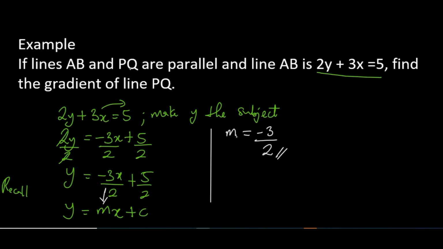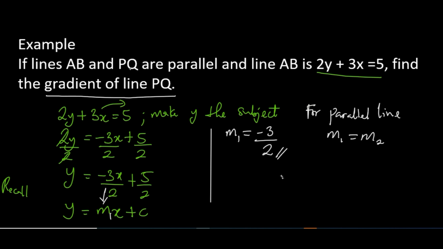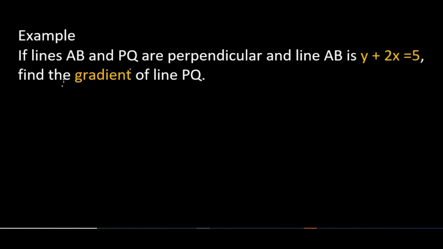For the two lines to be parallel, let's say the gradient of line AB is M1. For parallel lines, we know that M1 will equal M2. So the gradient of line PQ is therefore also equal to -3 over 2. Because the two lines are parallel, that's about that. Let's look at another example.